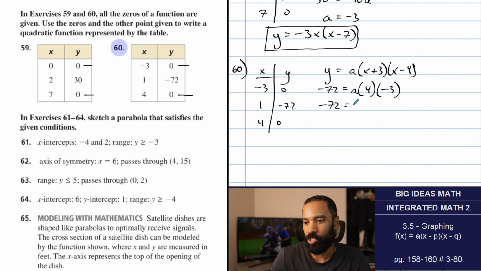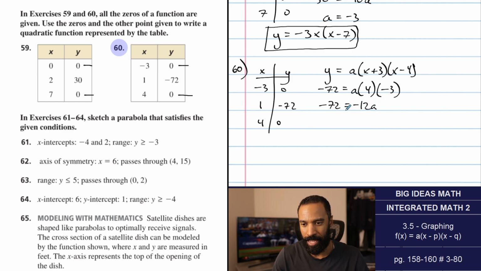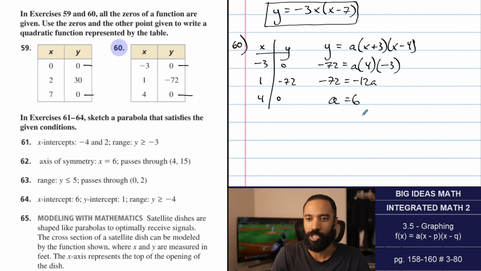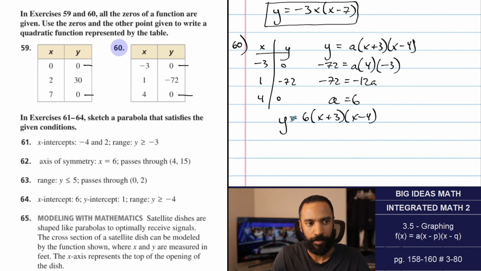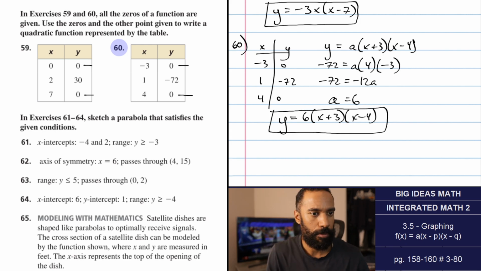So that's negative 72 equals negative 12a. Divide both sides by negative 12, I think that's 6. You get a equals 6. So this equation is going to be y equals 6 times x plus 3 times x minus 4. Write a quadratic. Yep, no standard form required. That is those ones. Going pretty fast in that part. So far we've gone almost 2 hours. Okay, I think we're in better shape. No word problems yet.